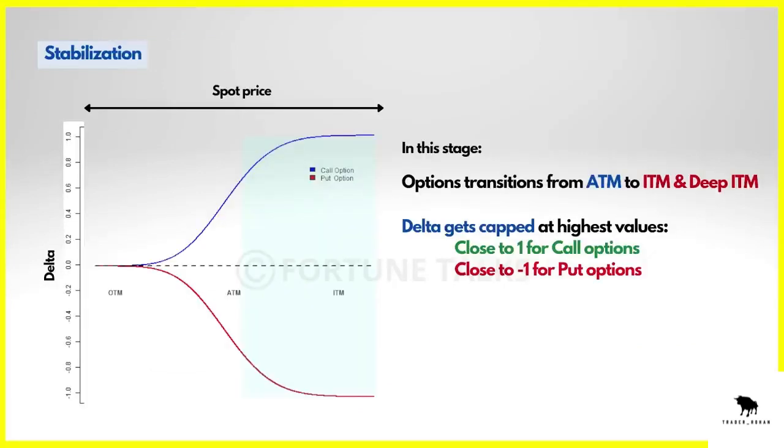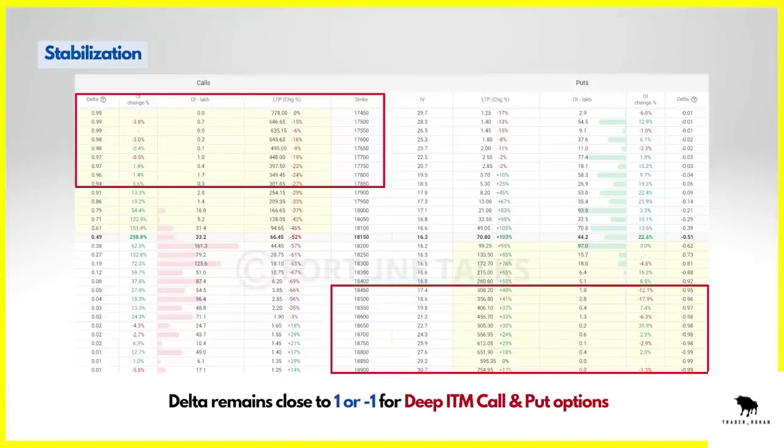This is when an option transitions from at the money to ITM and deep ITMs, and the delta starts to cap and stabilize at the maximum value of 1 for call options and -1 for put options. It is evident from the graph that the delta of call options will start to flatten out when it reaches the maximum value of 1. This means the option can be in the money or deep in the money, but the delta gets fixed to 1 and would not change any further.